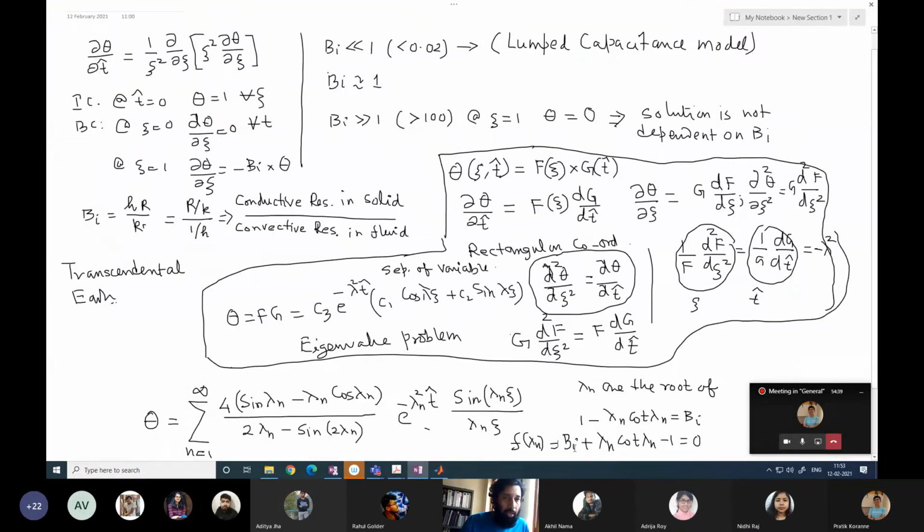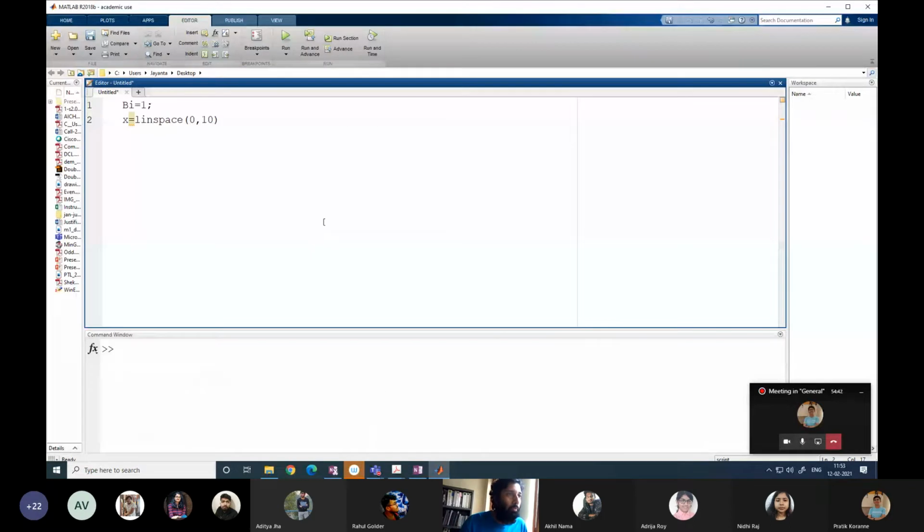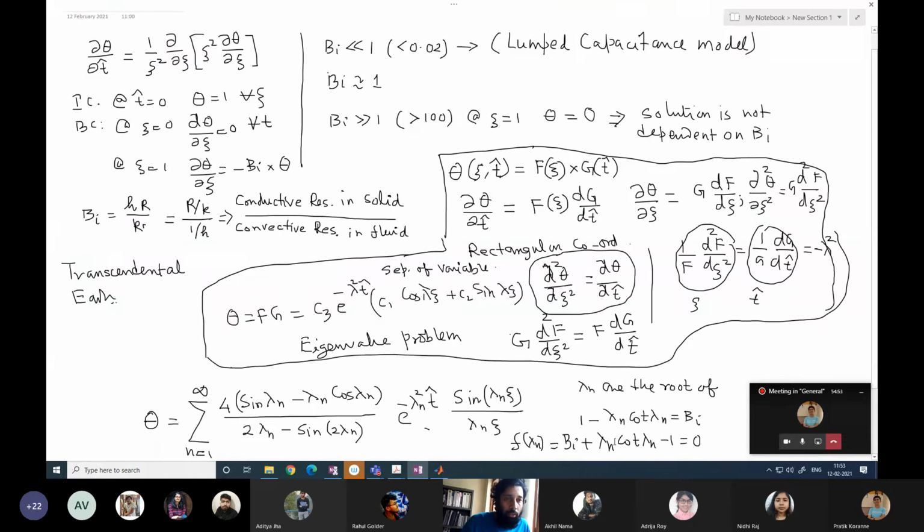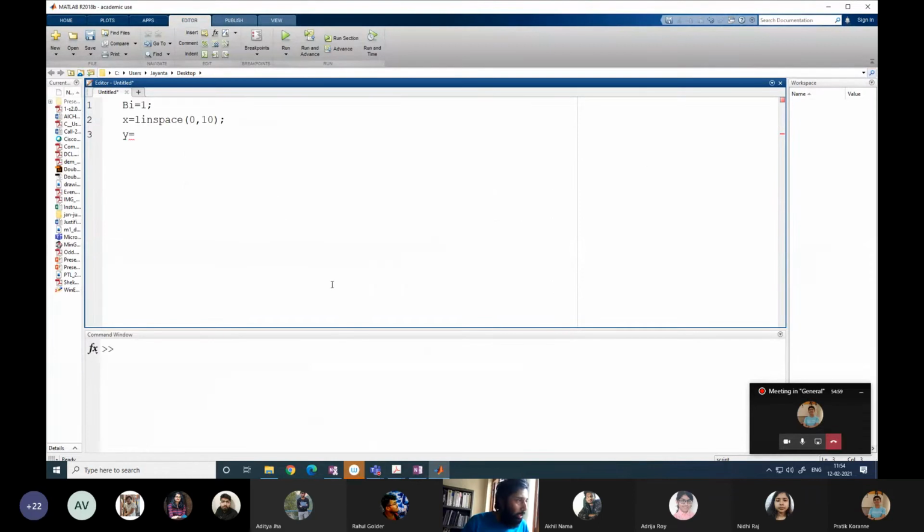So for me x is lambda n. Okay. So x is this. I have ranged it from 0, and then y equals x cot x minus 1 plus Bio number. So this is x and y. Now let us plot x and y.